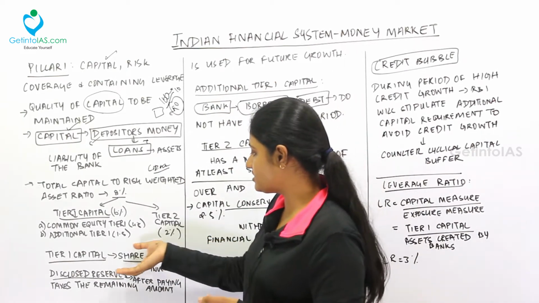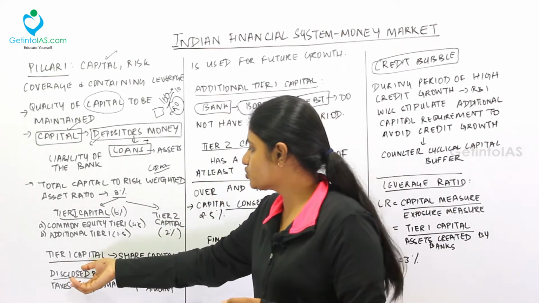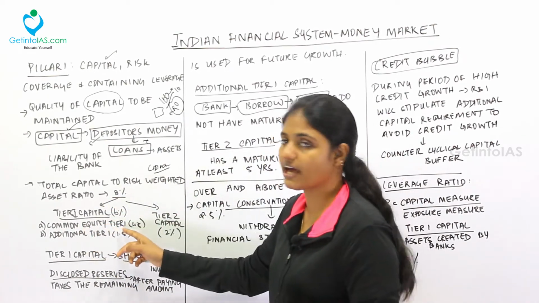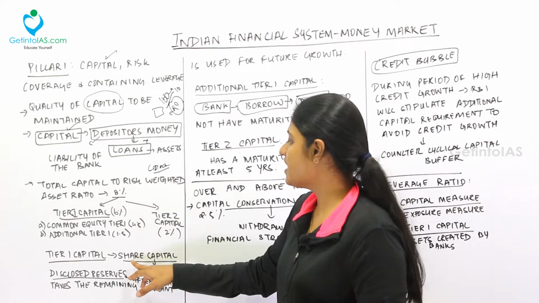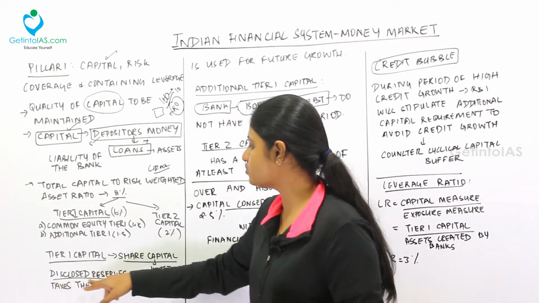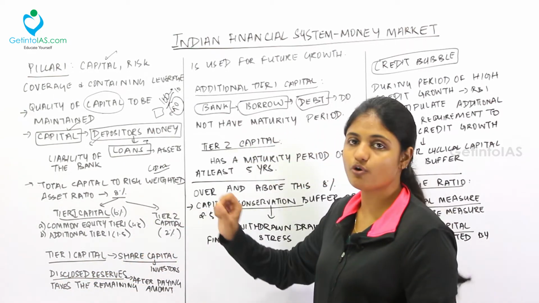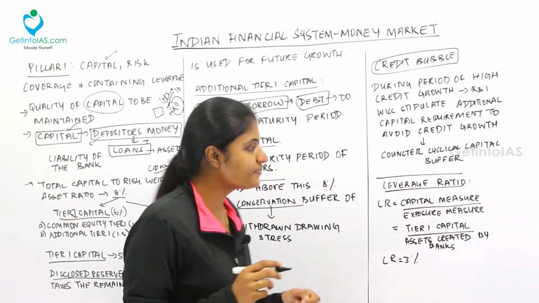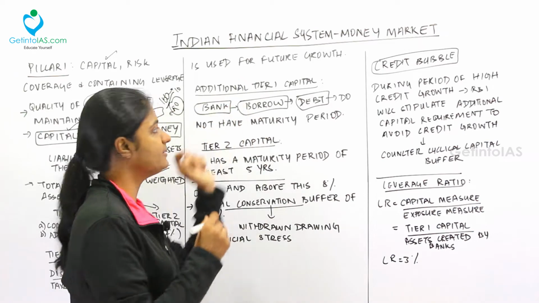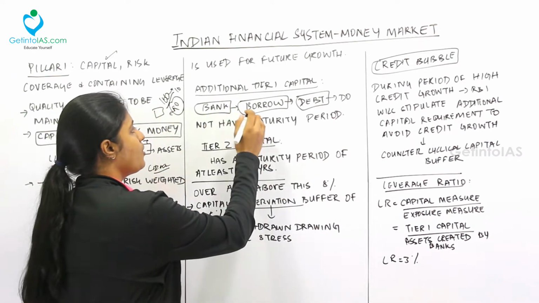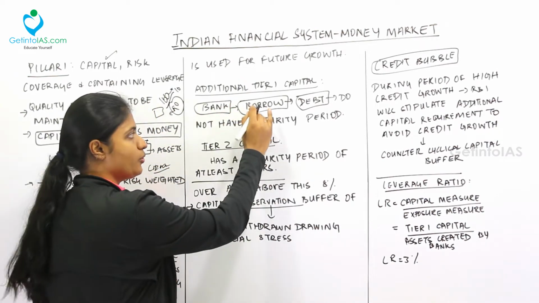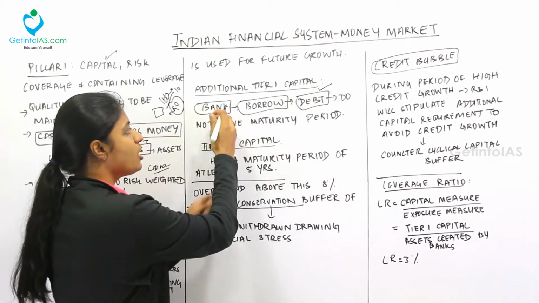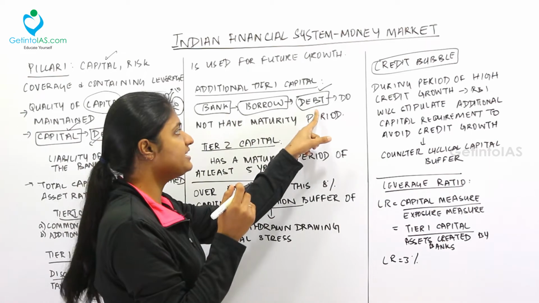So all these, that is the share capital and the disclosed reserves, will come under the tier 1 capital. So this is common equity tier 1 of 4.5%. That is the share capital and the disclosed reserve should be maintained at 4.5%. Next, coming to the additional tier 1 capital. What is called the additional tier 1 capital? See, the banks borrow. The borrowed amount is the debt of the bank. So the banks normally borrow. That borrowed amount is the debt of the bank.